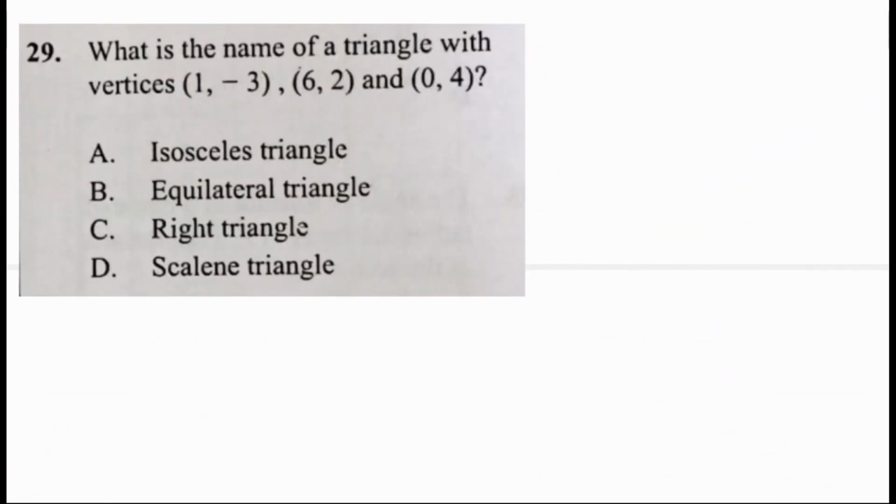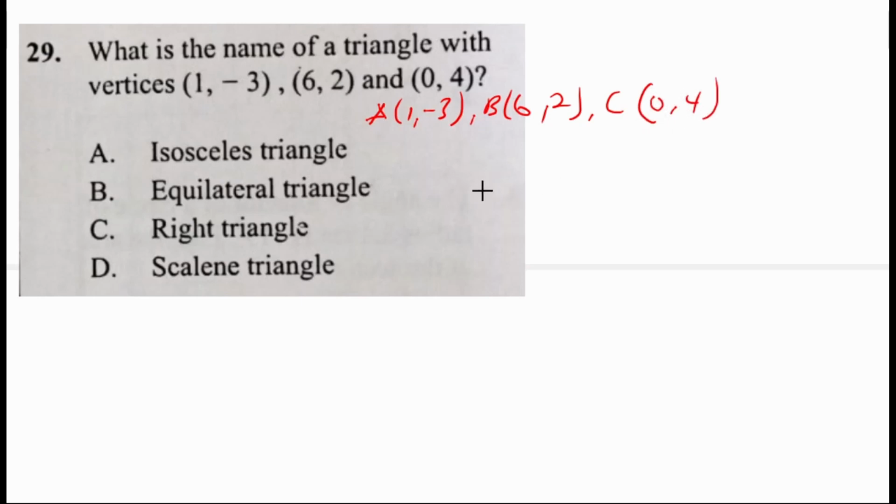And question 29 reads that what is the name of a triangle with vertices 1, -3, 6, 2 and 0, 4? It will be appropriate for us to calculate the length of the sides connected by each pair of these 3 points to be able to tell the relationship between them. So let me rewrite this by labeling them. So the point A has coordinates 1, -3. The point B has coordinates 6, 2, and C has coordinates 0 and 4.